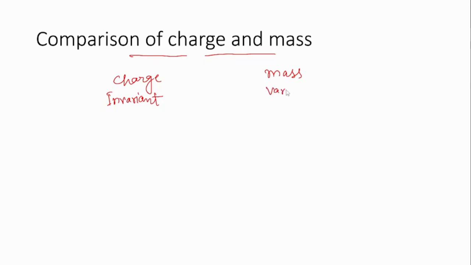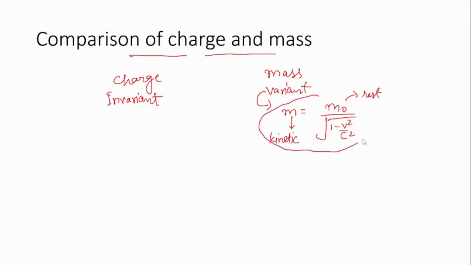Mass is what? It is variant. How can you say this is variant? We have seen this relation m equals m naught upon under root 1 minus v square by c square. Here m naught is the rest mass, and m is the kinetic mass. From this formula you can already see that if a body is moving with some velocity, then mass can vary. That means the mass depends on the velocity of a body, whereas for the charge, something like this doesn't exist.